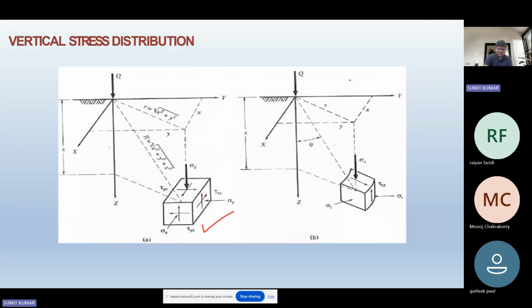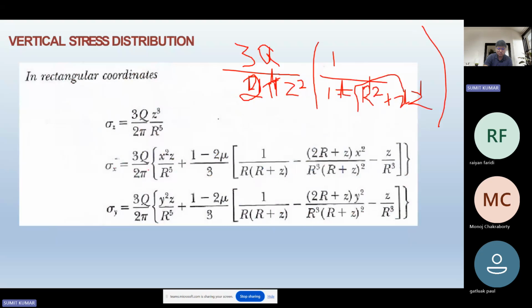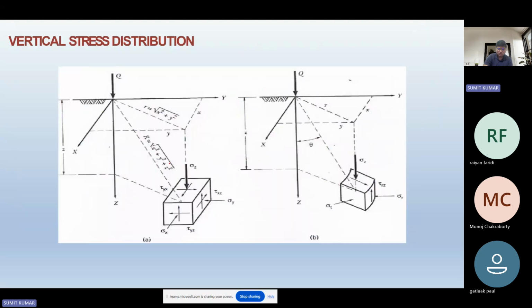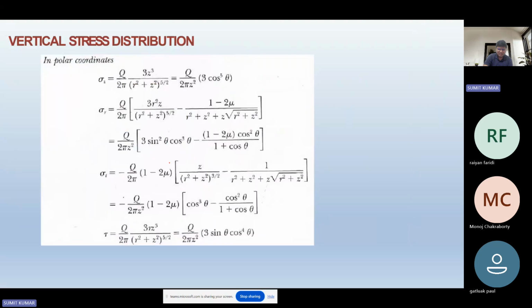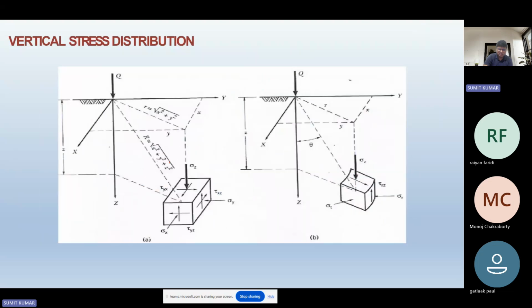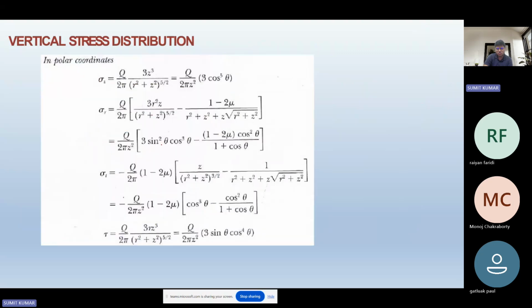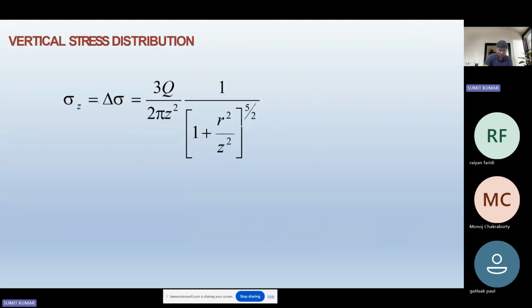And in addition to that, the shear stresses like tau xz, tau yz and tau ix, everything is mentioned over here. Those equations are given for that. So now, in the rectangular coordinate system, or the Cartesian coordinate system, it is mentioned. In the polar coordinate system also we have mentioned the equations for the stresses in terms of r and theta. The stress is mentioned over here.